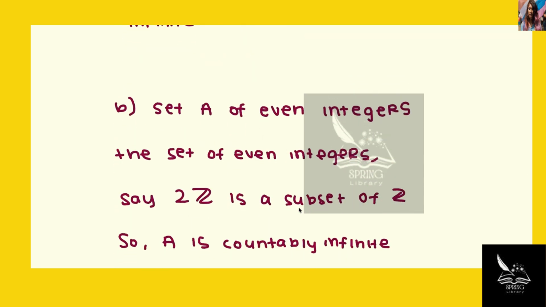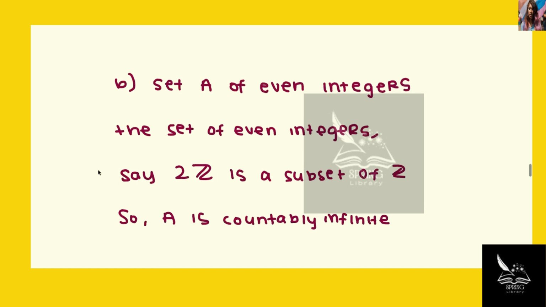Now on to part B, we're given, let's denote set A, the even integers. And we can say that it's 2Z because remember, 2 times an integer would be an even integer. And we can say that 2Z is definitely a subset of Z. So the even integers is a subset of the integers. So we can say that the set of even integers, set A, is countably infinite.